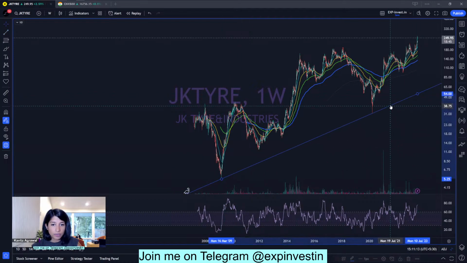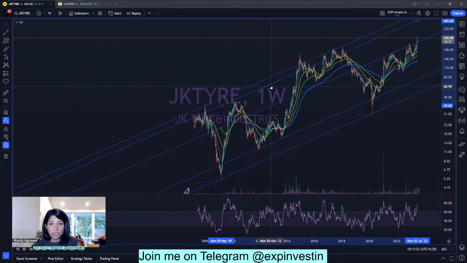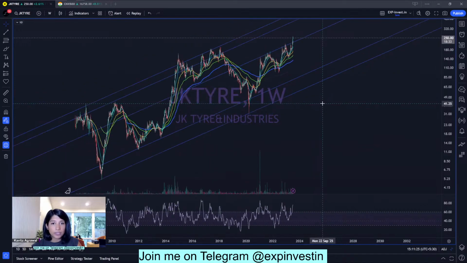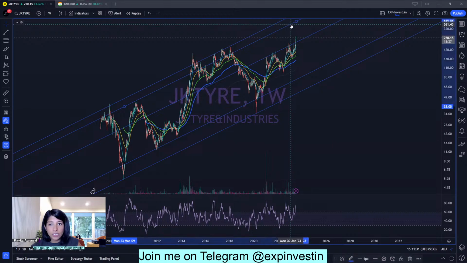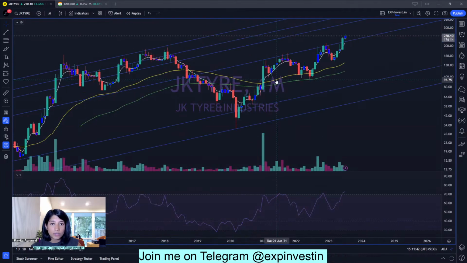So that's our maiden trend line, and let's start cloning that in order to get other key levels. It's a really beautiful chart, very clear and intentional price movements. All right, so we can see that the stock has a massive uptrend, and I don't see any reason why it would not revisit its previous trend line. So the first target for me on JK Tyre would be at 320, and the second target would be around 370.